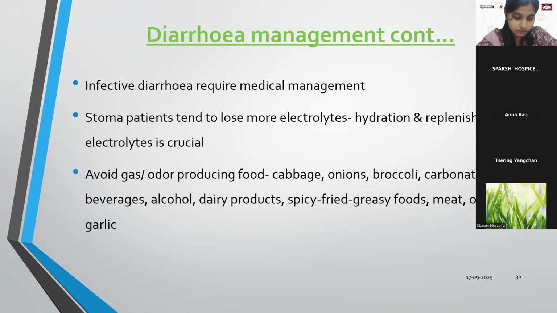Infective diarrhea will require medical management, so see to it that they are treated properly. Stoma patients tend to lose more electrolytes also, because now the bowel is non-functioning, and the important function of the bowel was to absorb the liquids, electrolytes and water. So there will be depletion of these things. See to it that the patient is well hydrated and receives a good amount of electrolytes also. Any dairy products, spicy foods and all can cause gas and odor also, so they should be avoided. Next slide, ma'am.